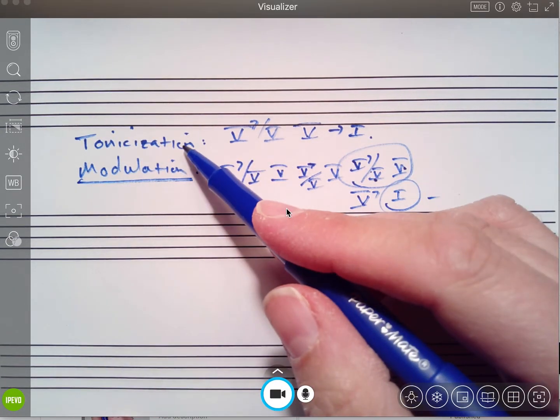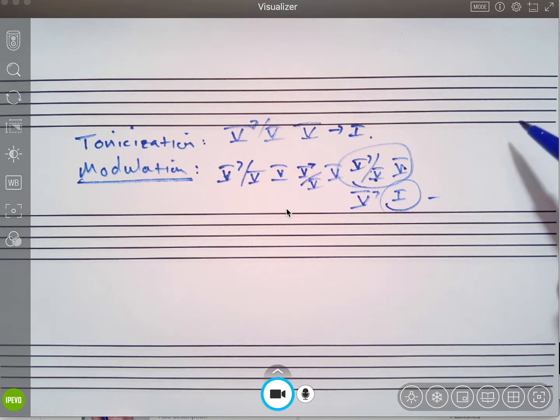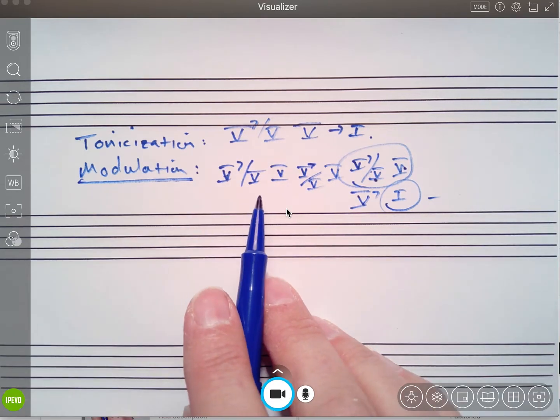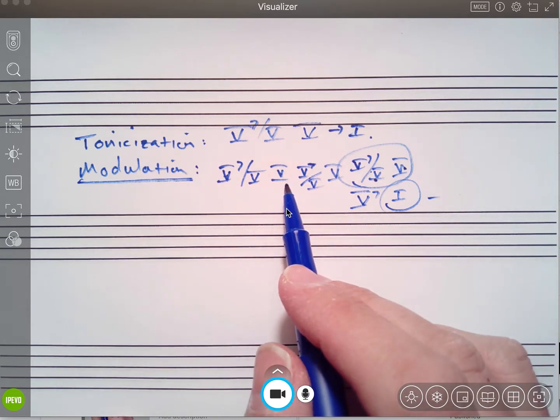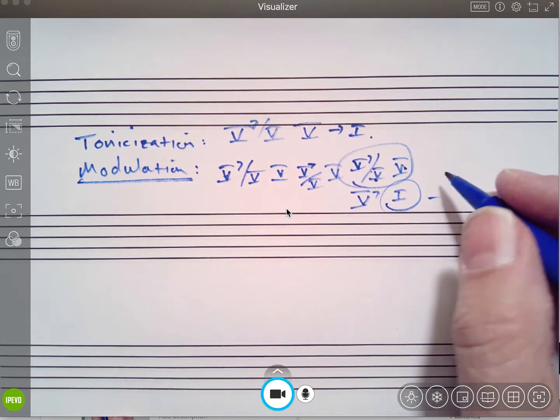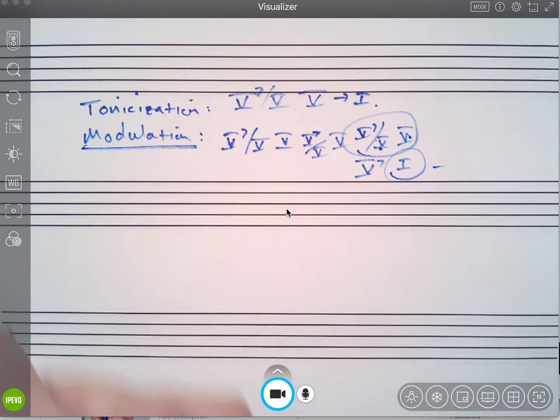So tonicization is treating a chord briefly as if it's a tonic, but then you continue in the original key. Modulation is treating a new chord as tonic, and then you continue to treat that new chord as tonic, and generally you will have a cadence to confirm the modulation. Okay. So why is this called common chord?